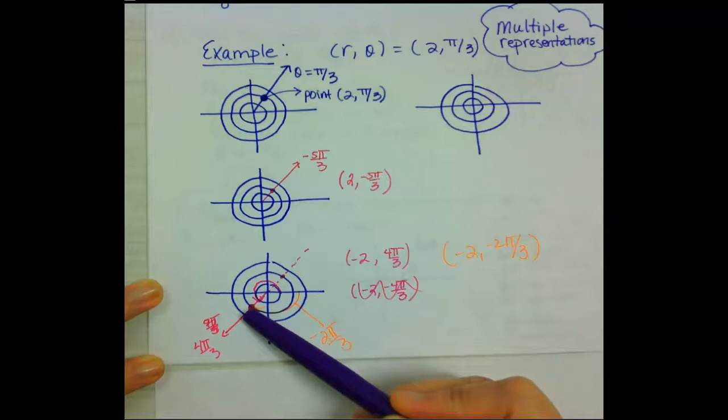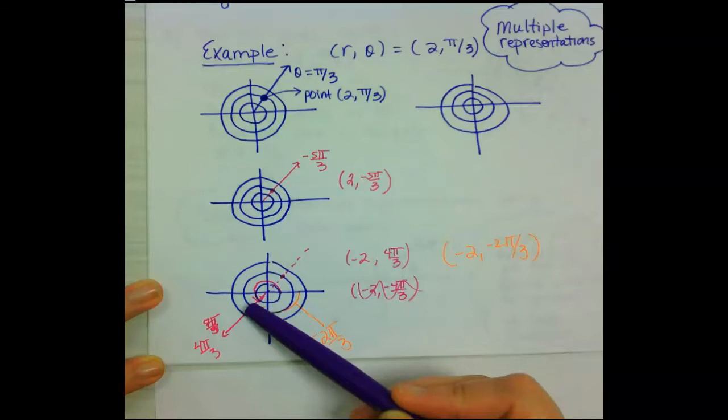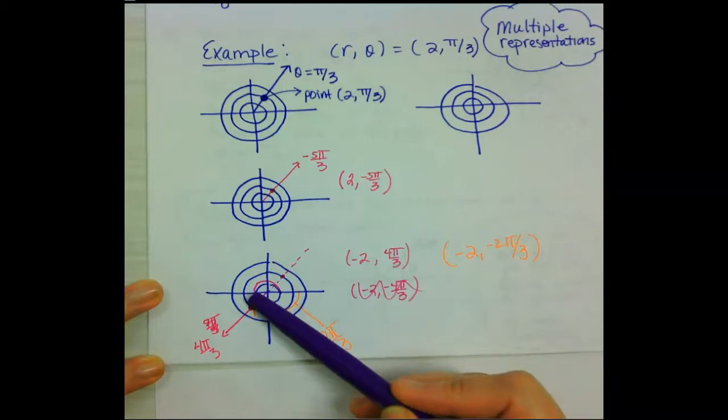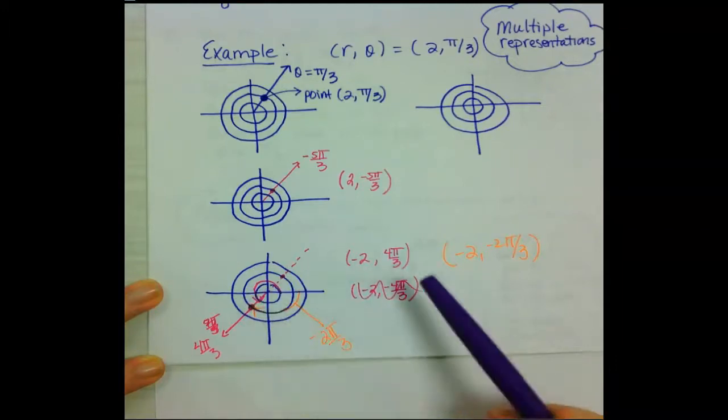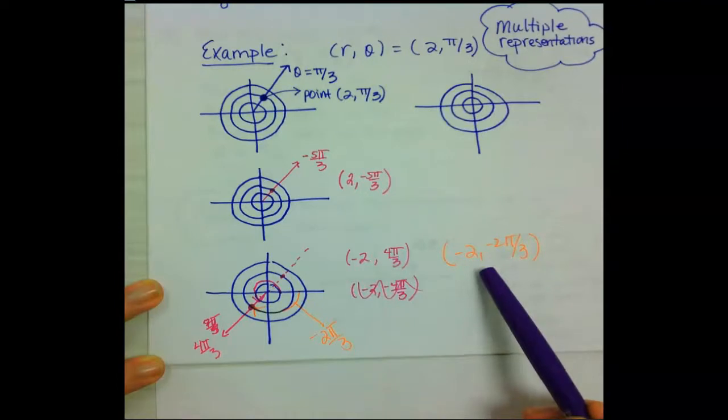And then we're going to do the same thing as we did before, and we're going to go in the positive direction to get the angle that goes with negative 2 down here, and then we're going to go in the positive direction to get to the angle here with the negative 2. And that's where negative 2, 4 pi over 3, and negative 2, 2 pi over 3 come from.